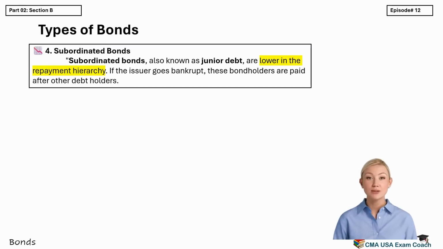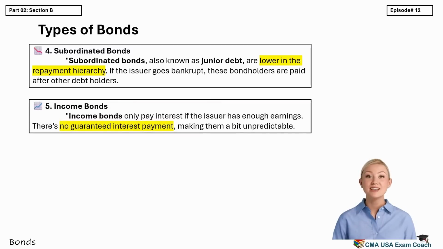Income bonds are a bit unusual. They only pay interest if the issuing company earns enough profit. There's no guaranteed interest payment, which makes these bonds more speculative. They're often issued by companies in distress or restructuring, and they allow flexibility on when interest is paid, if at all.